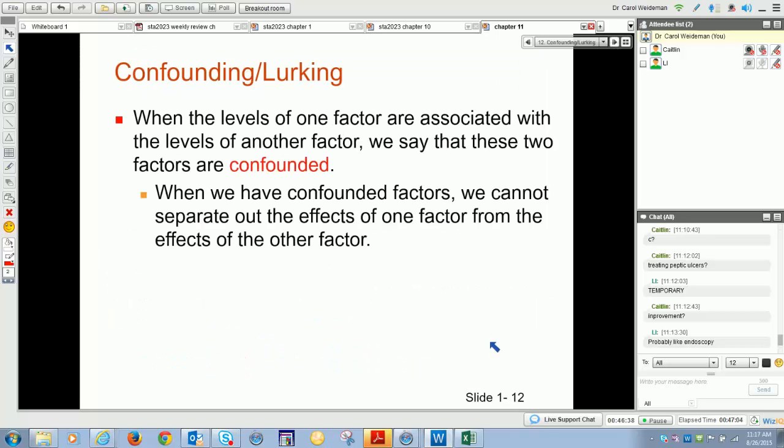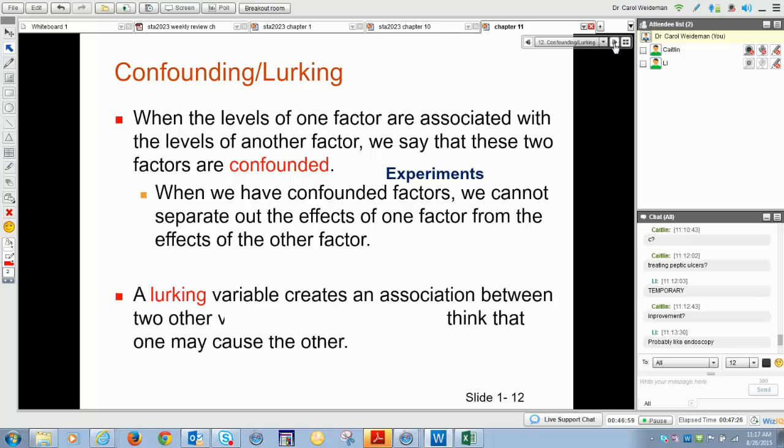So, confounding and lurking. When the levels of one factor are associated with levels of another, we say that the factors are confounded. It's hard then to isolate the effect of one from the other. This is in experiments, so we're going to reserve the word confounded for experiments, and we're going to reserve the word lurking for observational studies. A lurking variable creates an association between the other two that tempts us to think that one might cause the other.